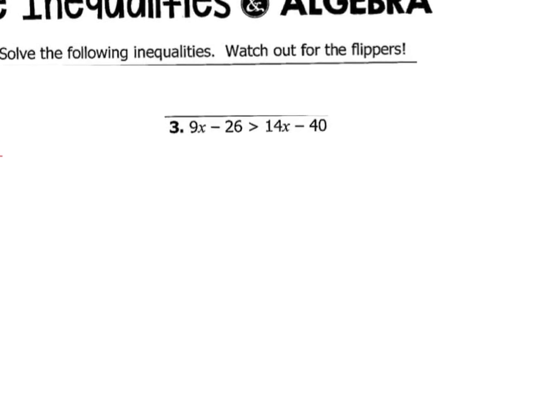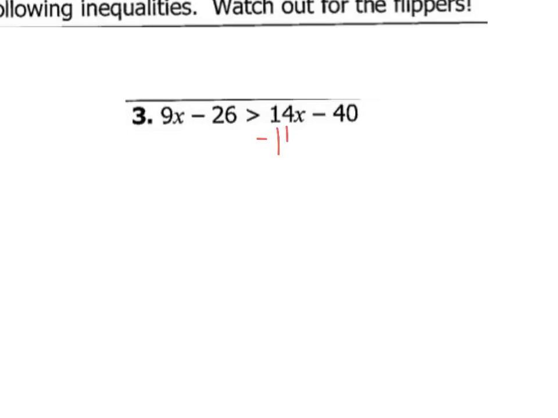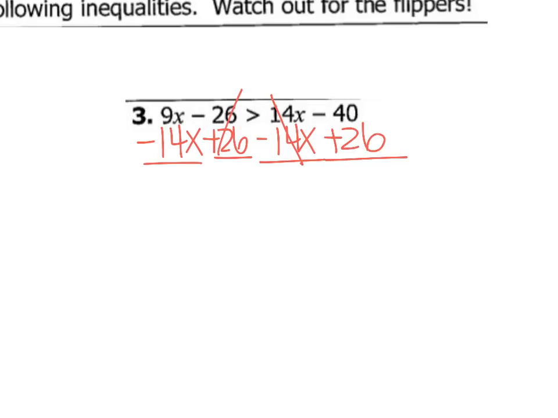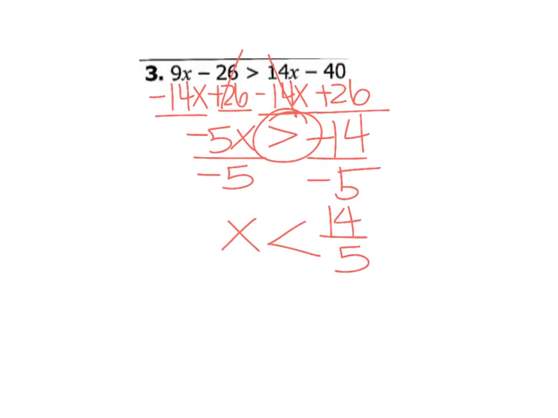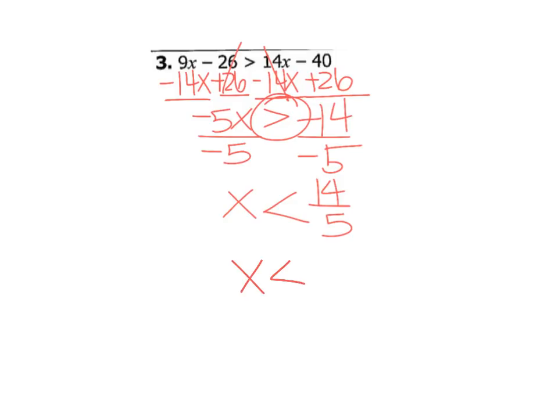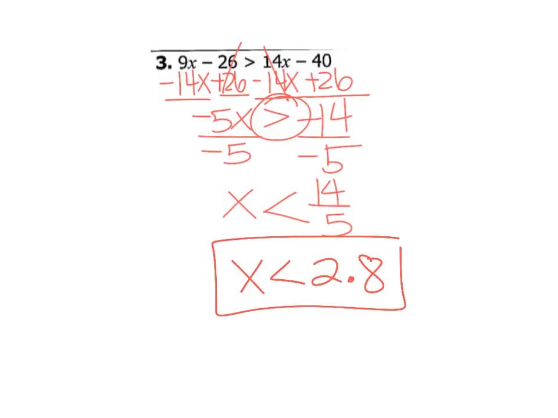Now number 3. We want to move all the x's to one side, so let's subtract 14x from both sides. Cancels out over here. Add 26. Cancels out over here. So we're left with negative 5x is greater than negative 14. Now we divide both sides by negative 5, and because we're dividing by a negative number, we have to switch the sign. So now it becomes less than, and we have x is less than positive 14/5. Alright, and if we were to convert that to a decimal, we would get that x is less than 2.8. And that would be our solution to that one.